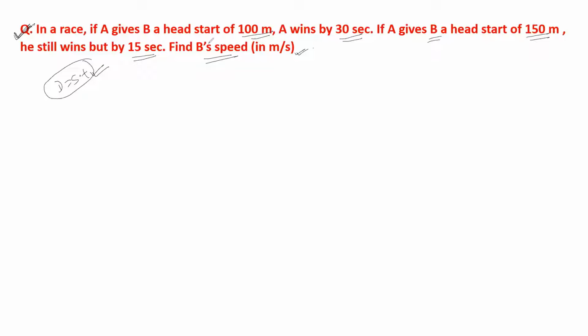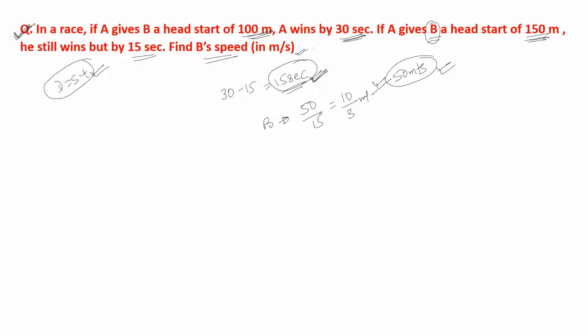Here, when A gives B a head start of 100 meters, he wins by 30 seconds. Whereas when he gives B a head start of 150 meters, he still wins by 15 seconds. So we can see there is a difference of 30 minus 15, that is 15 seconds. And this difference is because B was given an additional head start of another 50 meters. So we can directly say that B will be covering this 50 meters in this 15 seconds. So B's speed would be simply distance upon time. So this would be 10 by 3 meters per second.